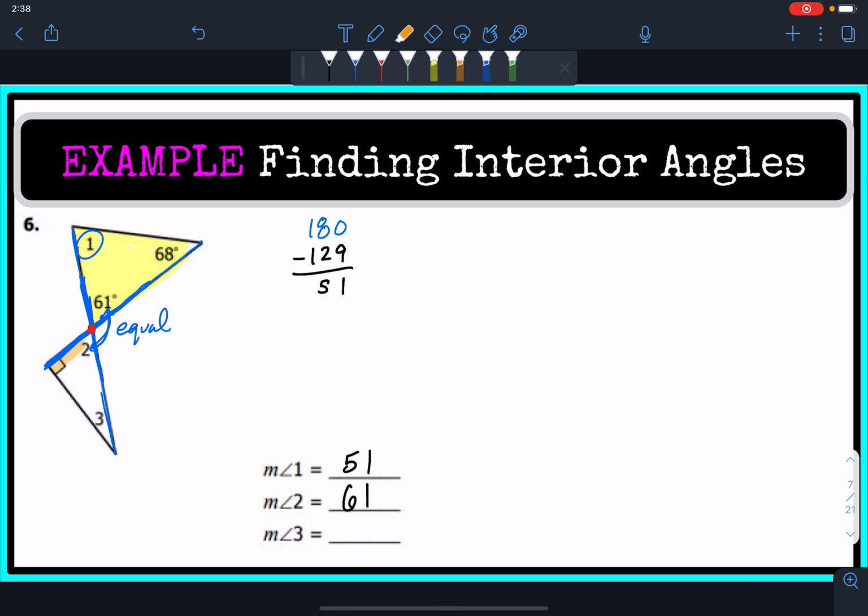And thus, in our orange triangle, the only angle that's missing is angle number 3. So 180 subtracted by the 61 and the 90-degree angle there, which is the same thing as just subtracting 151, we end up with 29. So that's the angle measurement of angle 3.